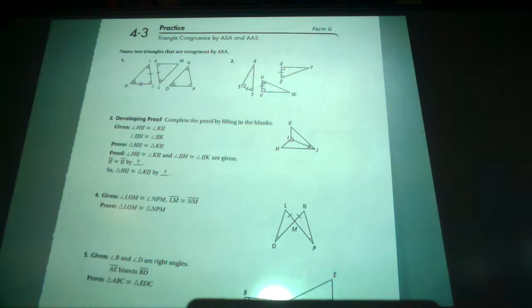So I want you to answer number 1 and number 2. Name two triangles that are congruent by ASA. So just circle the ones that are ASA.